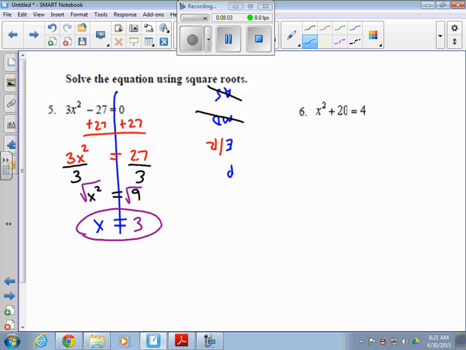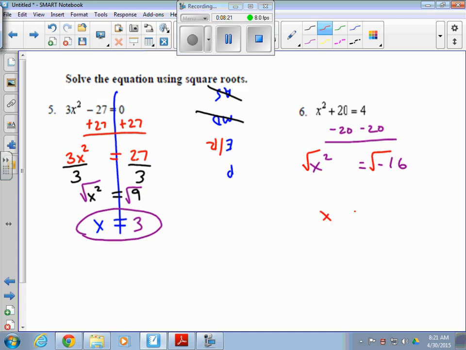You're going to work that order of operations backwards. Undo plus 20 by subtracting it on both sides. 4 minus 20 is equal to negative 16. So you have something that says x squared equals negative 16. Undo x squared by taking the square root. If you do it to the left, do it to the right.